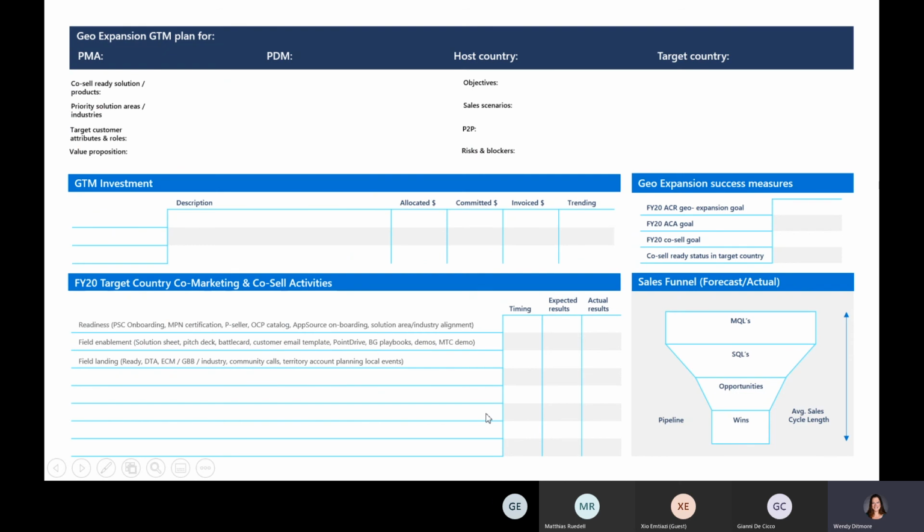One of the things that I think is a really powerful tool that's part of the playbook that you might think about building out is this one slide view of what your go-to-market plan could look like in that target market. And this is something you could work with your host country PDM, and then provide that as part of your engagement with different stakeholders in the target market.